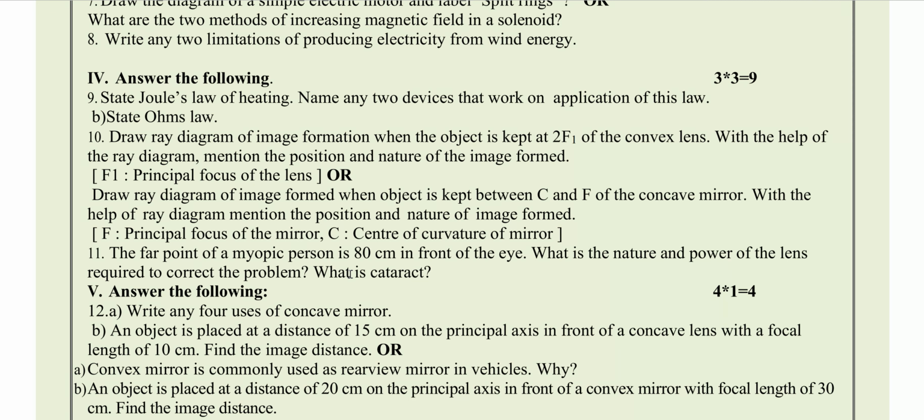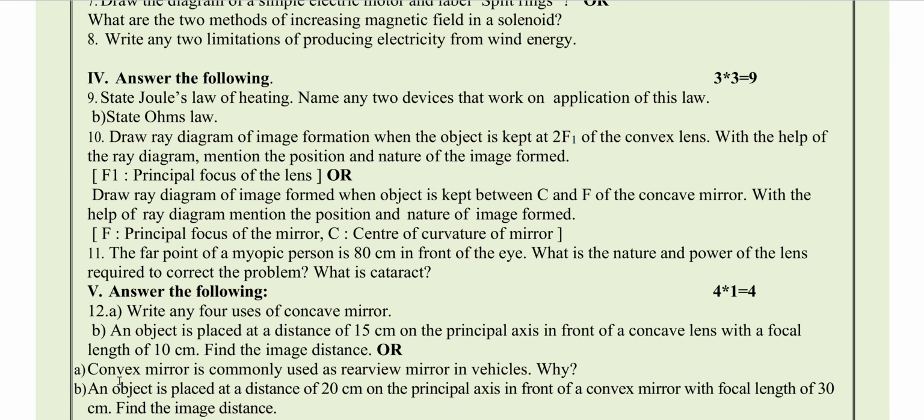Done. Next question. Main question number 5. Fifth main. Answer the following questions. 12th question. Option A. Write any 4 uses of concave mirror. Next. An object is placed at a distance of 15 centimeter on the principal axis in front of a concave lens with a focal length 10 centimeter. Find the image distance.